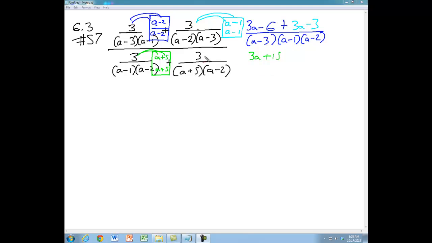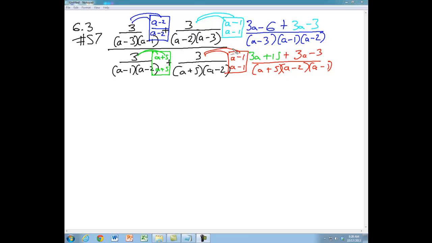And I notice that the second fraction here does not have an a minus 1, like that. So I do my distribution there. So this is 3a minus 3. I'm going to add these together, like so. And then my denominator is going to be the trio of terms there, the trio of binomials, a plus 5, a minus 2, and then a minus 1.